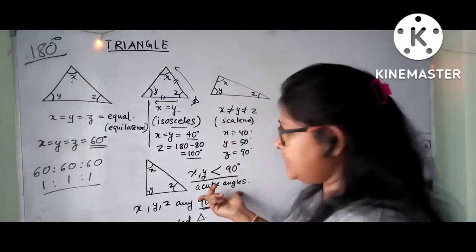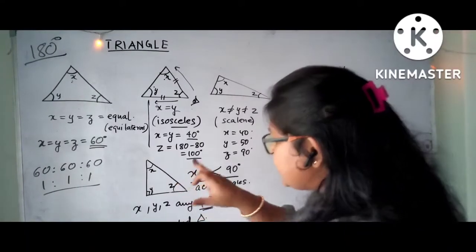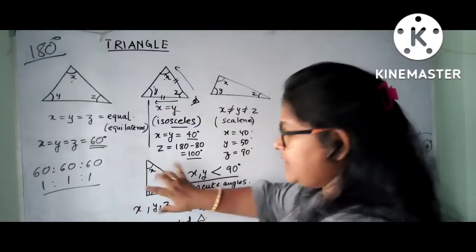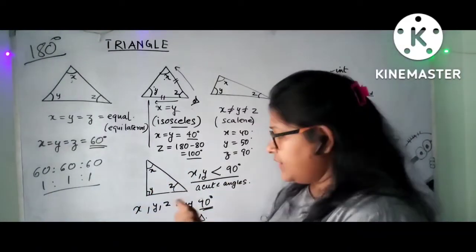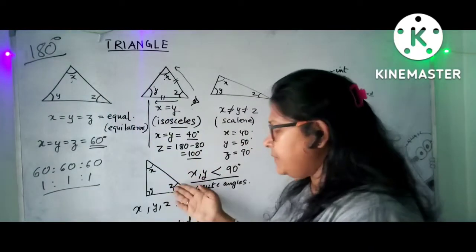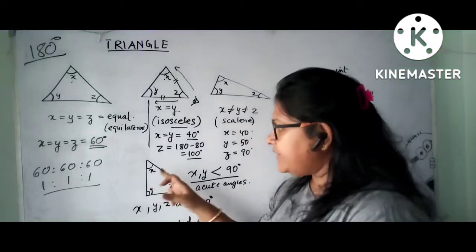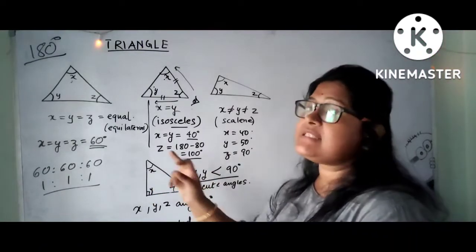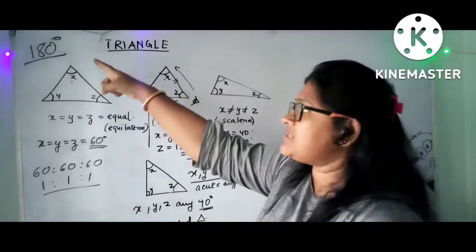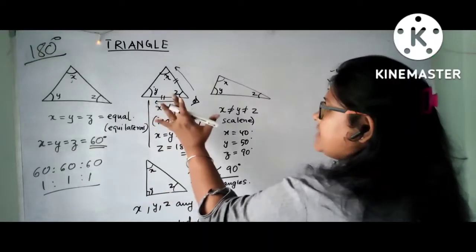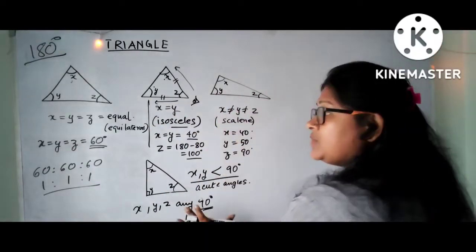Why did I say acute? Because x and y have to be less than 90. Suppose this is 90 and my x is 90. So 90 plus 90 is 180 degrees. Now what about z? Already it has completed 180 degrees. Now where will my z angle go? So never ever can it be equal to 90 degrees. It always has to be less than 90 degrees to fulfill this criteria. Okay? So this is about my equilateral, isosceles, scalene, acute angle.